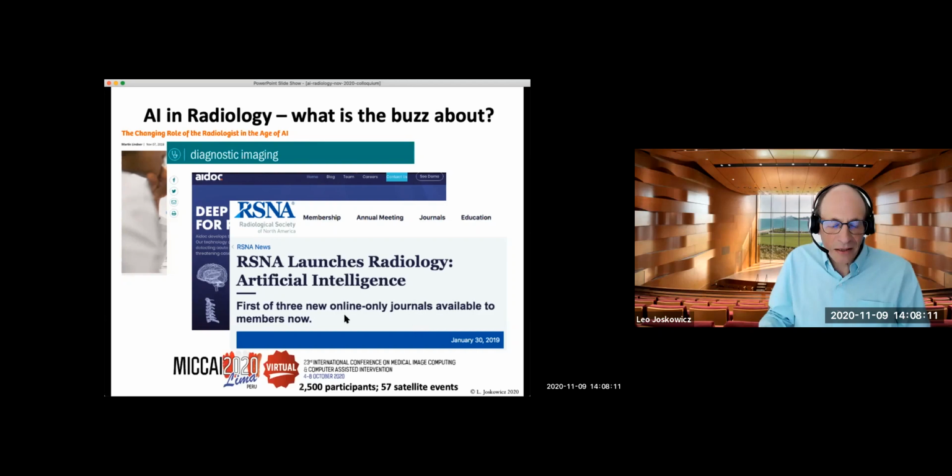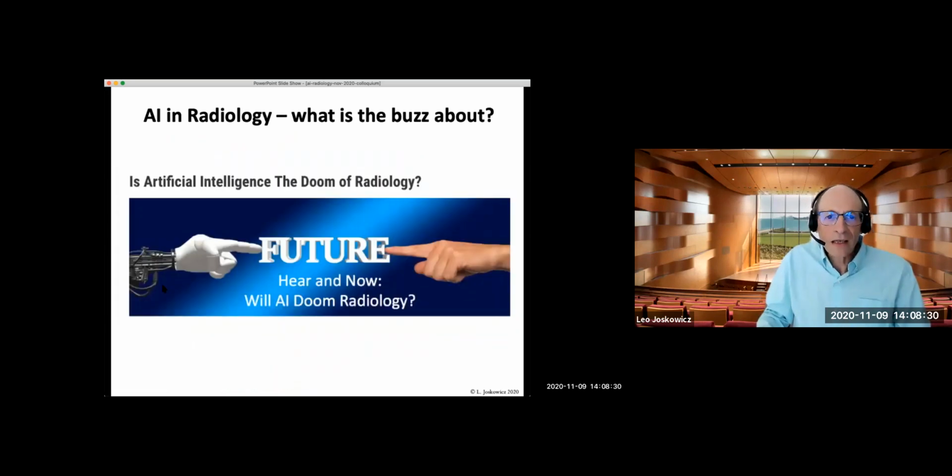This was very recent, and a very recent conference this past month reached over 2,500 participants, just dedicated to the subject of medical image processing. So as you see, there's a lot of interest about this topic. And even some of the buzz goes to the extent of saying, is AI going to replace radiologists? Will it doom radiologists? Well, we've heard that before.